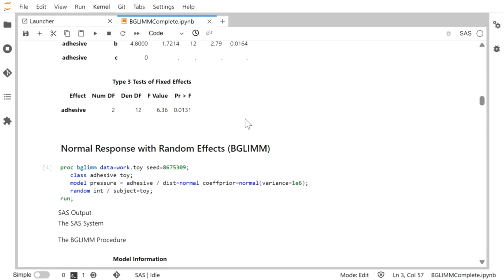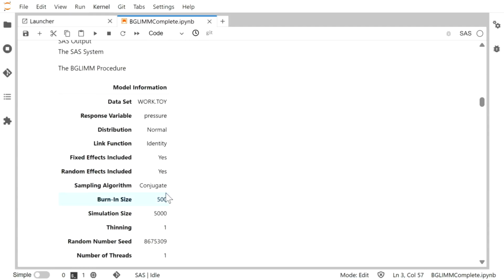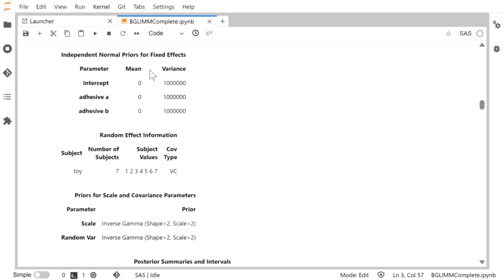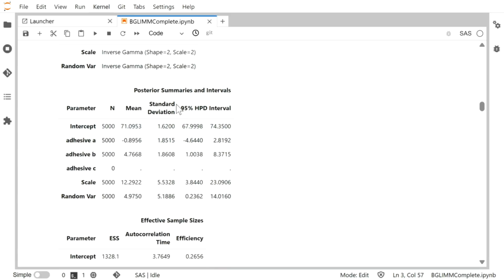Now, check out the code for BGLIMM on that same toy example. It's just like this right here. When I run it through, conjugacy, perfect, lovely. Thank you, thank you, thank you. I'm so happy for that. There's my prior informations right here. There's my posterior summaries.